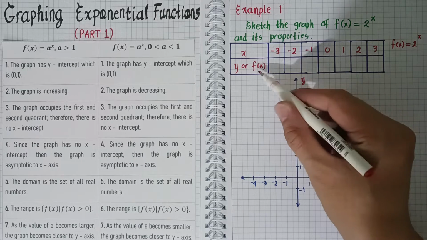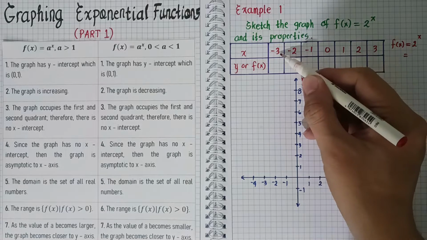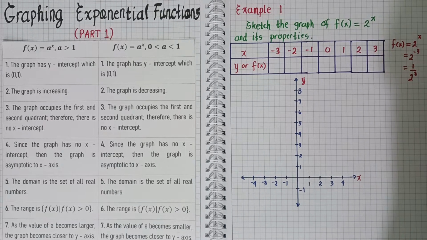So, solving for y or f of x, meaning we will substitute whatever the given value. So x becomes negative 3, so 2 raised to negative 3. And this is a negative exponent. Di ba? We have a rule sa law of exponents: if you have a negative exponent, make it into a positive exponent by getting the reciprocal. So this becomes 1 over 2 cubed, right? Okay? And then let's simplify 1 over 2 cubed. That is equal to 1 over 8, right?